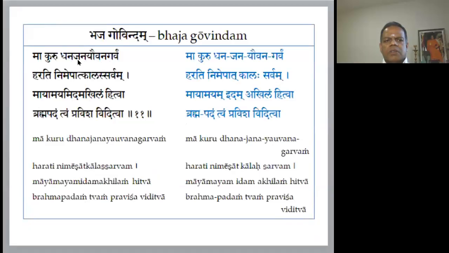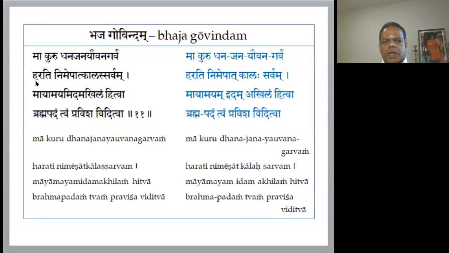Maya kuru dhana jana yauvana garvam. Actually, it's a compound word, samasa. There are no internal sandhis which cause changes. But I put dashes so that the individual words in that compound word are easily seen and we can discuss.